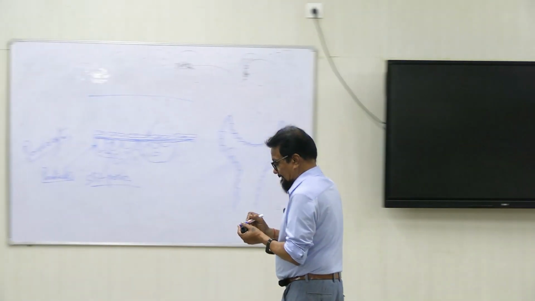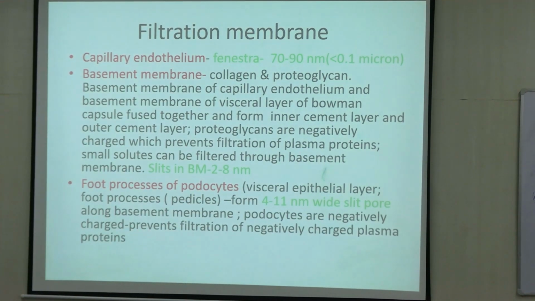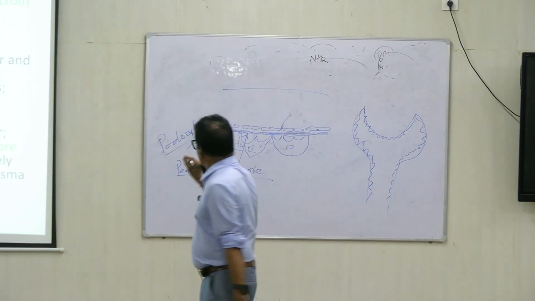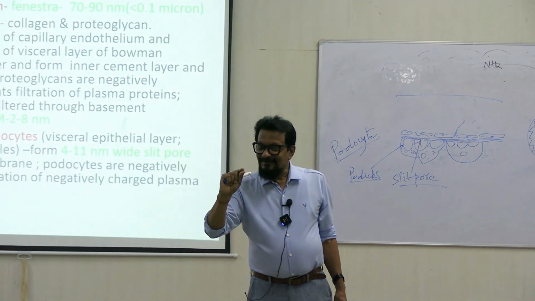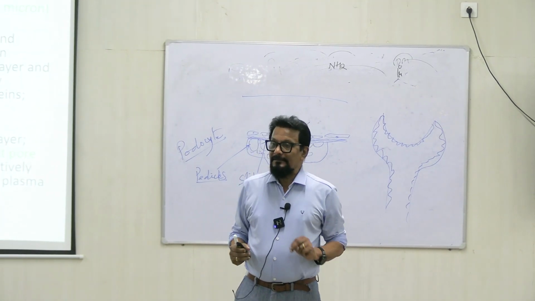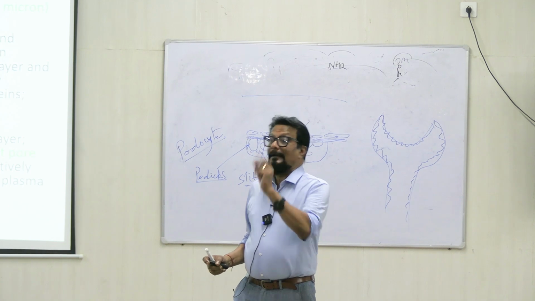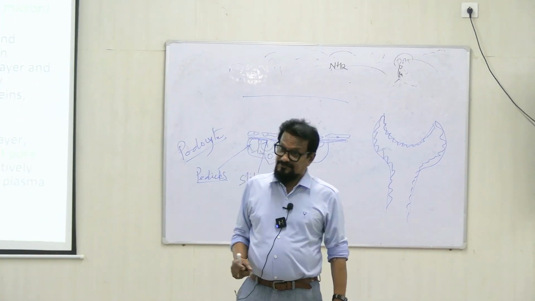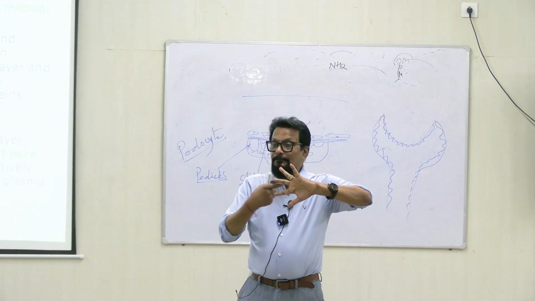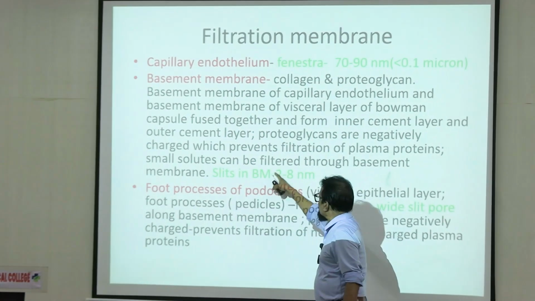Okay. Now let's see a diagram. The capillary endothelium, the fenestra. How much is the gap? 70 to 90 nanometer. And the basement, how many layers? 2 layers of basement. And this basement layer is made of 2 types of chemical substances. One is collagen, another is proteoglycan. And these proteoglycans are negatively charged. In their mesh there are also some tiny pores, with a pore size of 2 to 8 nanometer.